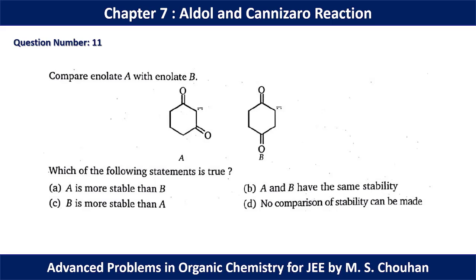In question number 11, compare the enolate A with enolate B. So if we have negative charge, we can have resonating structures in this case, but in option B we have only one resonating structure. So it is clear that option A, or the A enolate, is more stable due to the more number of canonical forms than B. Okay, so option A is correct. A is more stable than B.